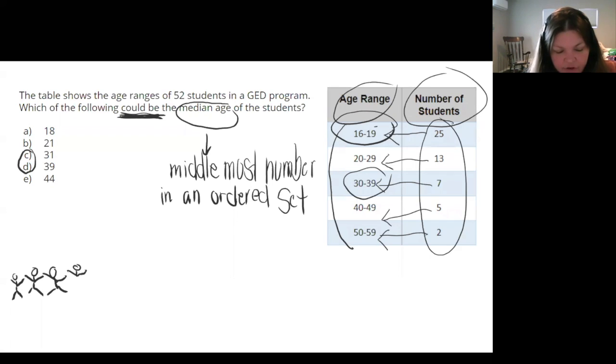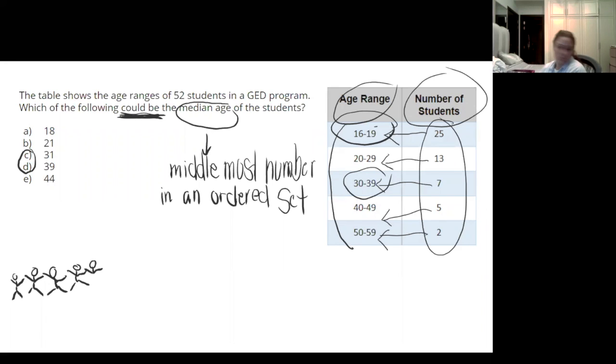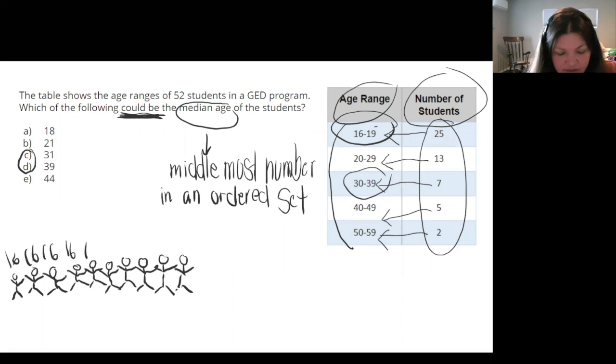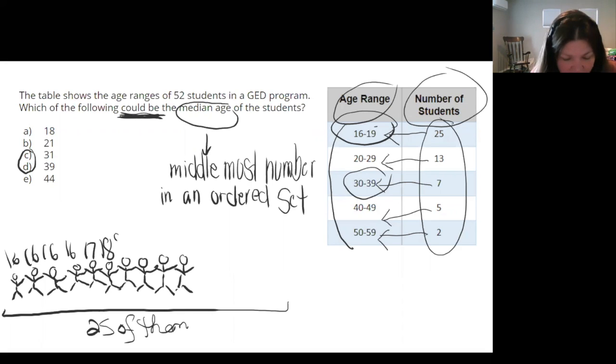Why are they gonna come first? Because they're the youngest. If we're finding the median of their ages, we're putting them in age order. The 25 teenagers are gonna be standing there first. Now, the problem is, of course, that I don't know their ages. It might be that these are a bunch of 16-year-olds, and then there's a 17-year-old, and then some, I don't know. But what I do know is that I have 25 teenagers all in a row. Then I have the 13 20-somethings.